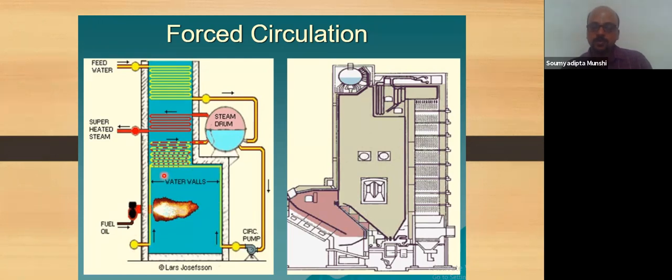Some water is converted to steam, and the density of the mixture is less. This less dense mixture goes through this pipe again to the drum, and the steam is separated inside the drum. Then the steam is taken out as superheated steam. After the superheater, the superheated steam is fed to the turbine. So this is forced circulation, because here you can see that many pumps are used to drive the circulation. That's why it is called forced circulation.